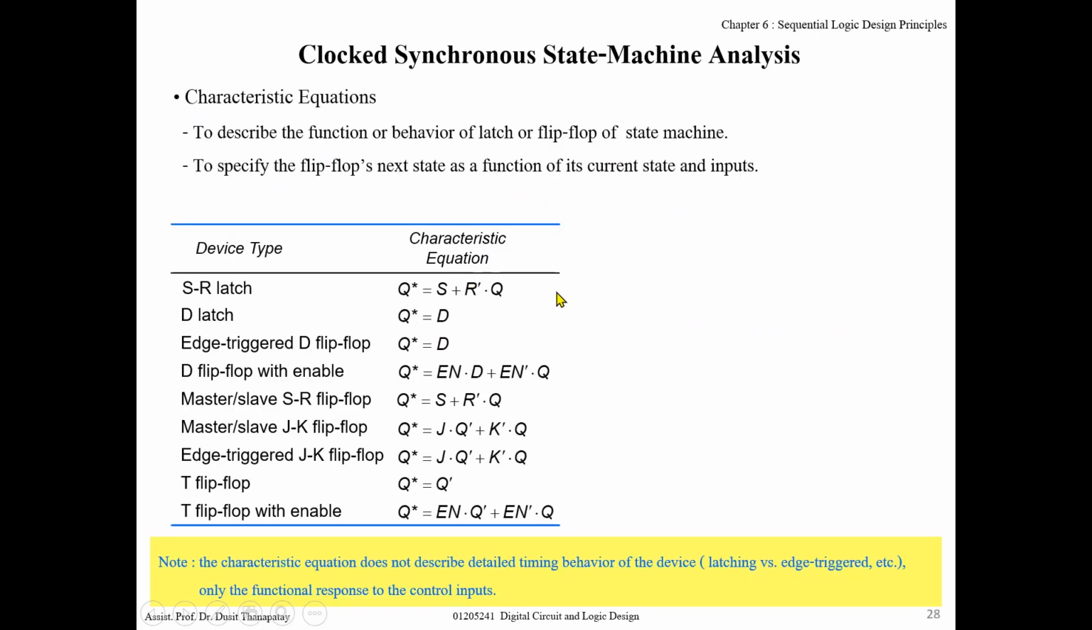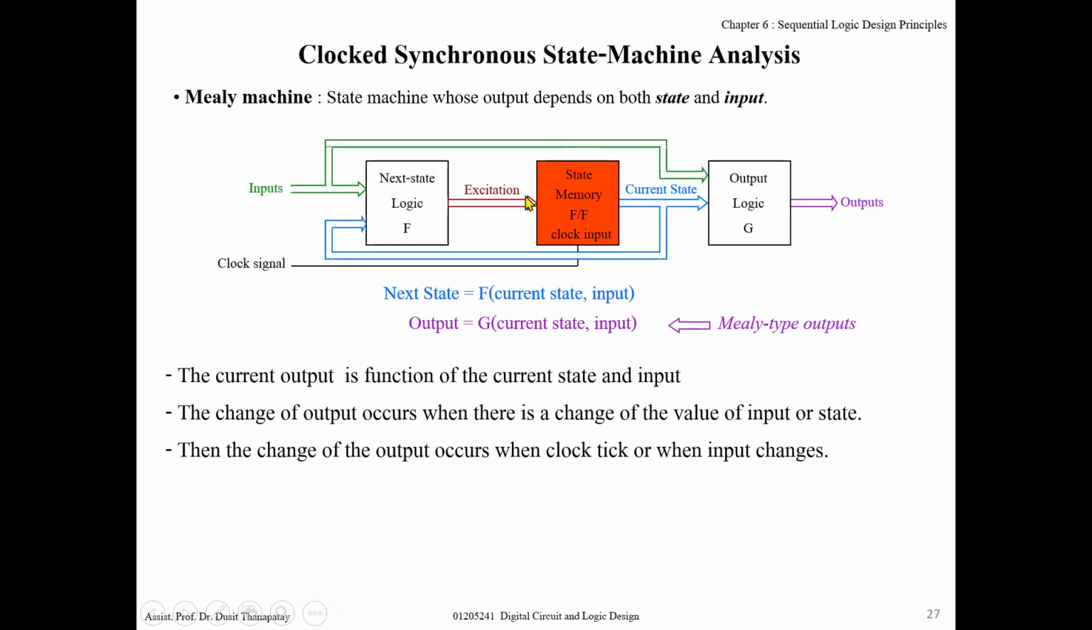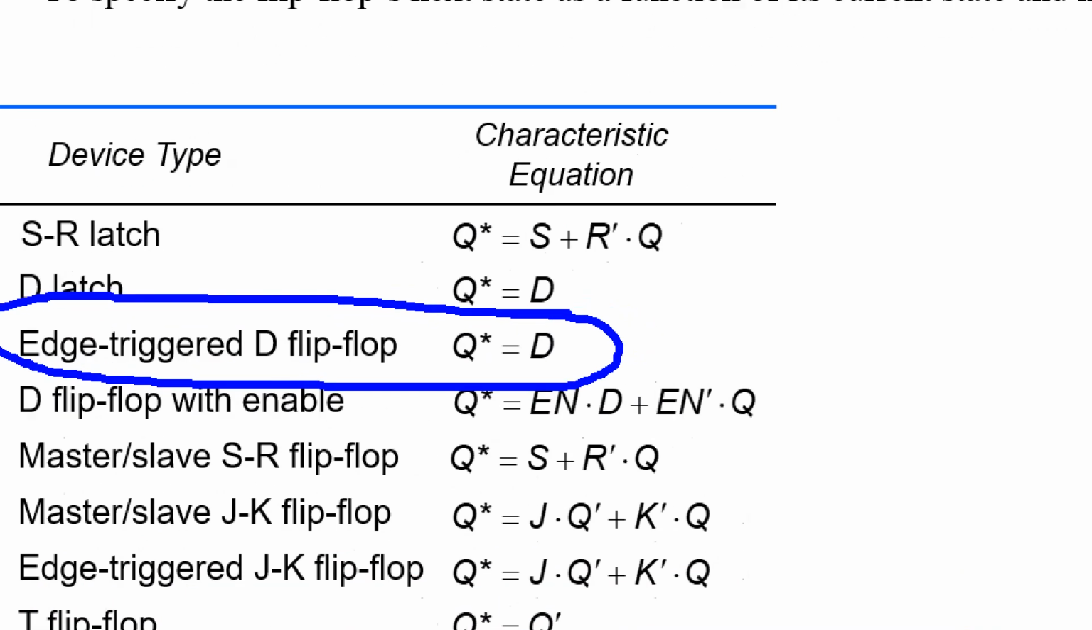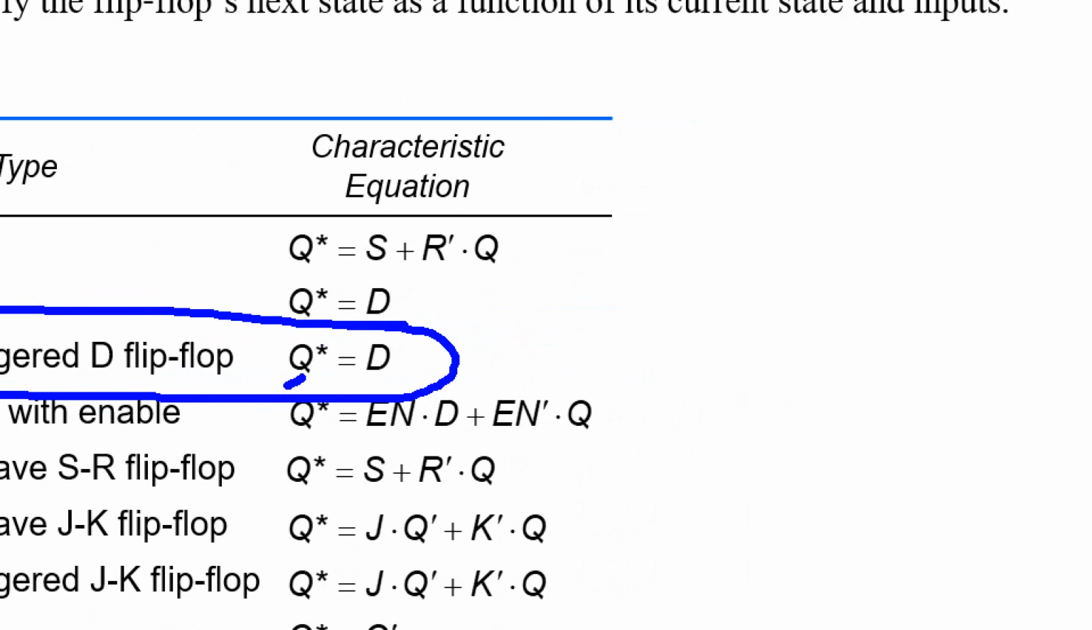Okay, now let's focus on the flip-flop that may be used as state memory. Normally we will use the D flip-flop because it's so easy to use. Because what? Because the next value of Q is the value of D at clock tick.